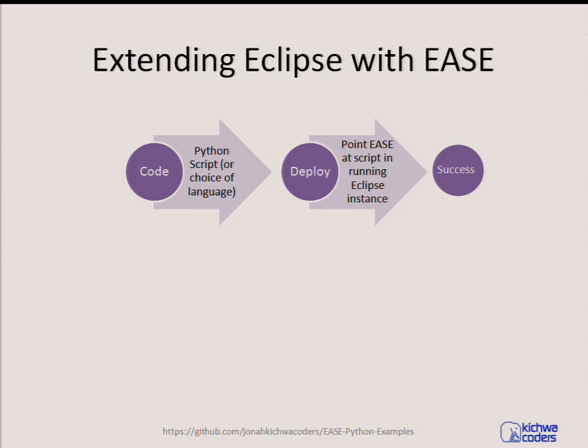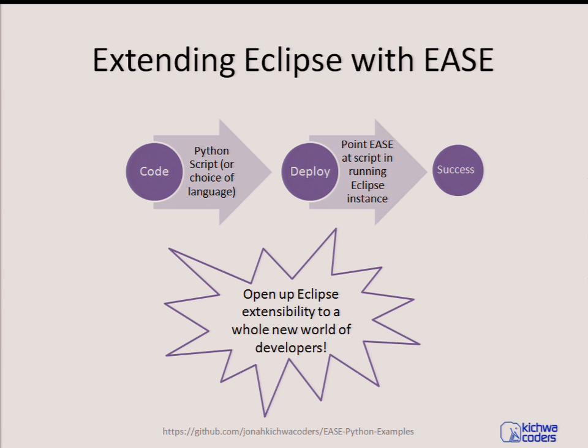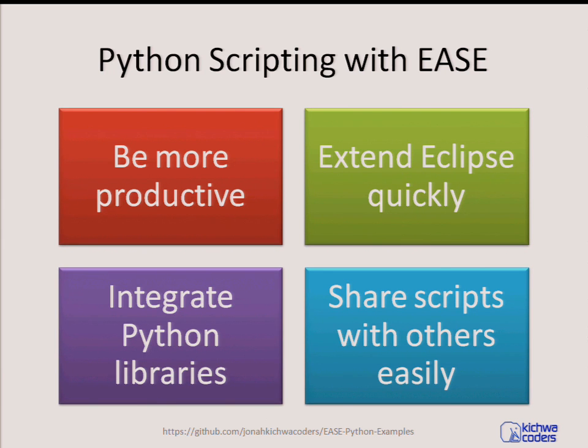So you write in the language of your choice. In this case, we're looking at Python. It instantly modifies your runtime Eclipse environment, so you can have that fast feedback. And you just point EASE at the script, and you're done, nothing to install. This flow opens up Eclipse to a whole new world of developers in the science world. We're looking at researchers and scientists who perhaps don't know Java, but it suddenly makes Eclipse much more accessible to them to extend and use in the way other people have been doing.